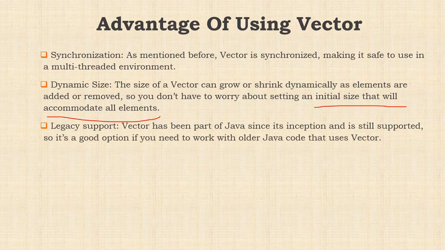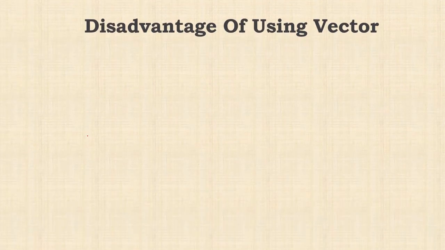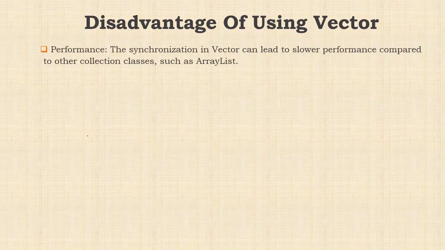And legacy support: Vector has been part of Java since its inception and is still supported. So it's a good option if you need to work with older Java code that uses Vector. If you still want to use legacy things in a legacy project, then it will be good to use. That is an advantage, but nowadays no one is using Vector. This is a disadvantage of using Vector.